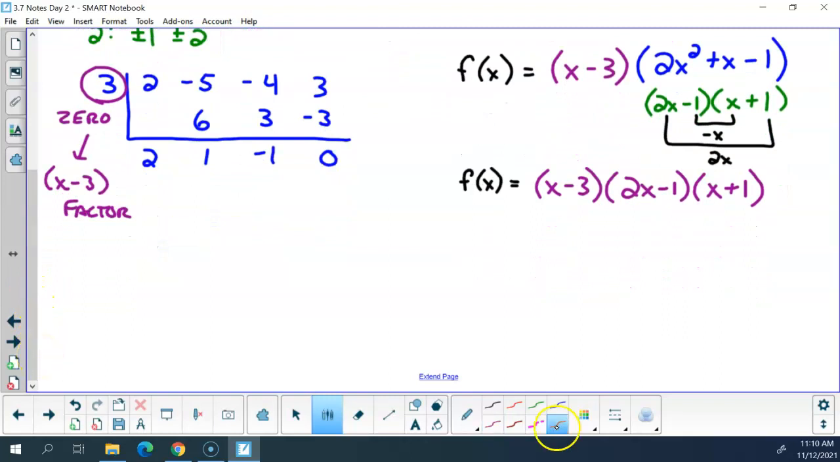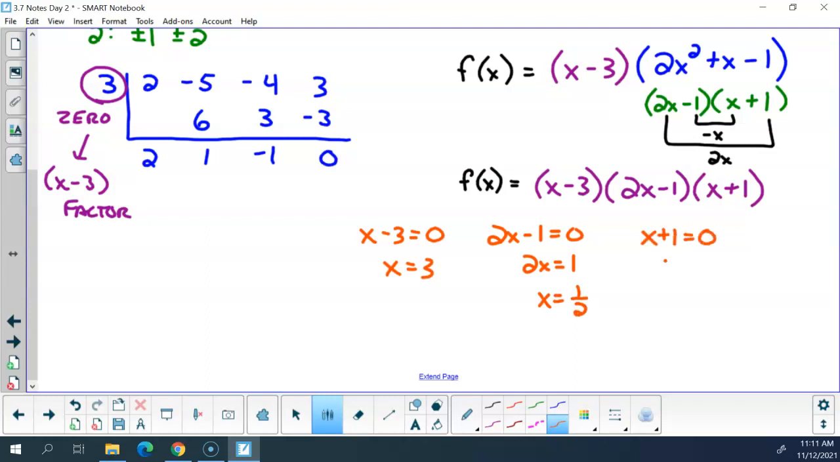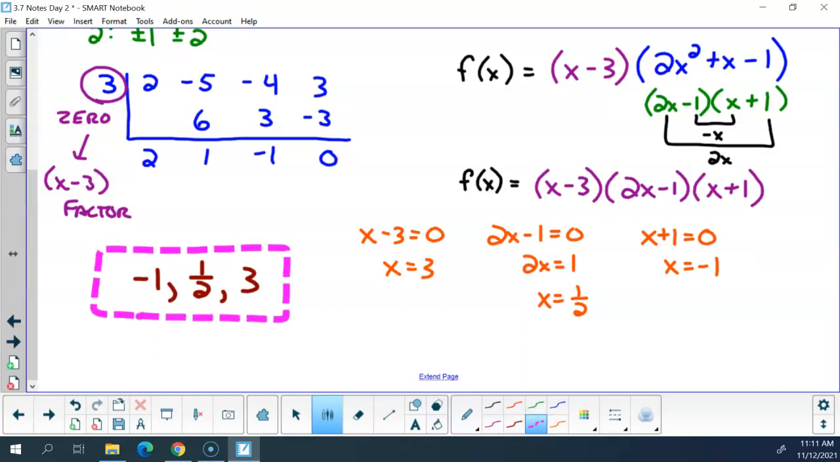Set each factor equal to 0. So I get my three zeros are -1, 1/2, and +3. Agree? That's what I got. Questions, comments, concerns, clarification?